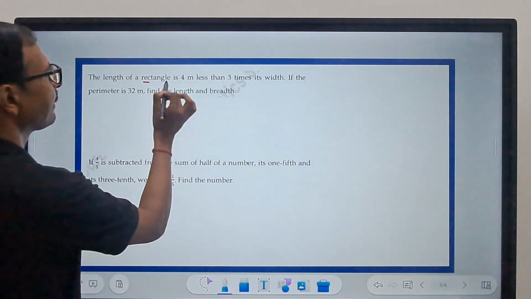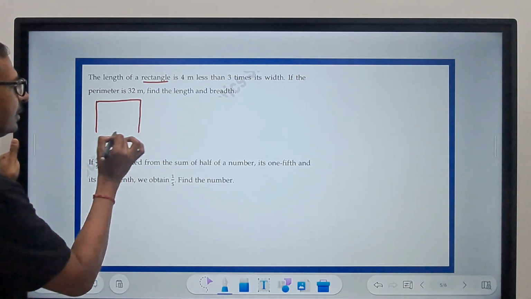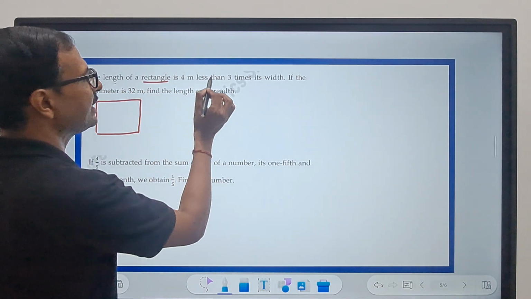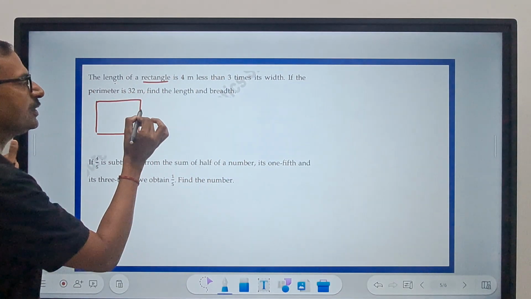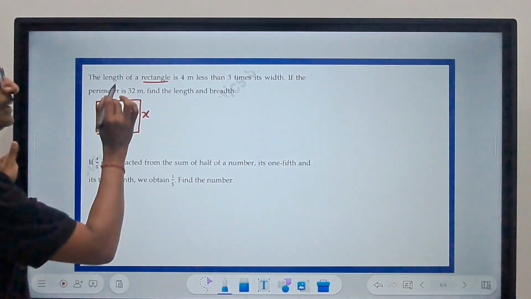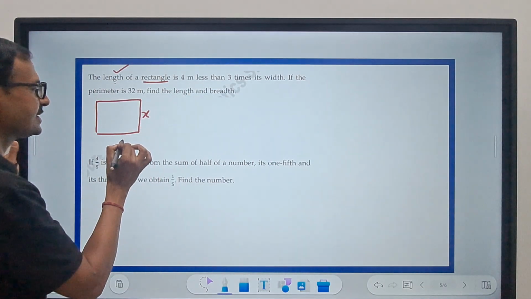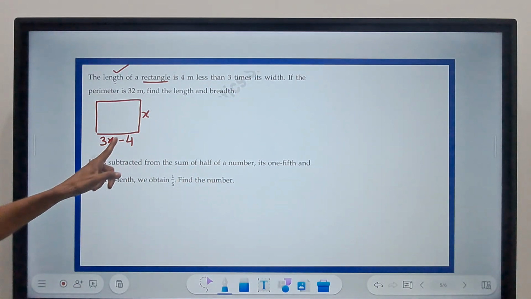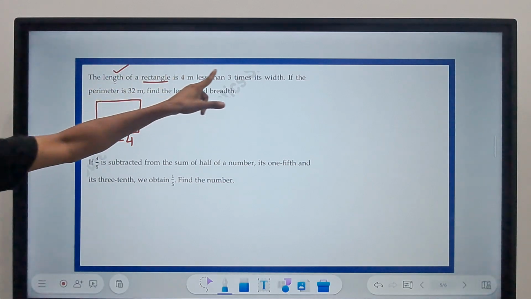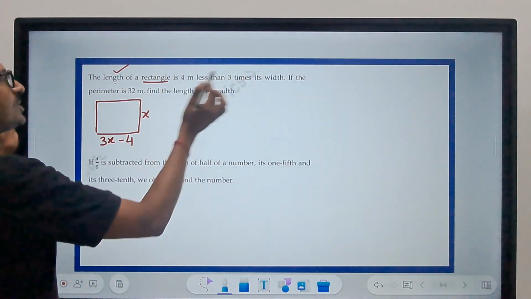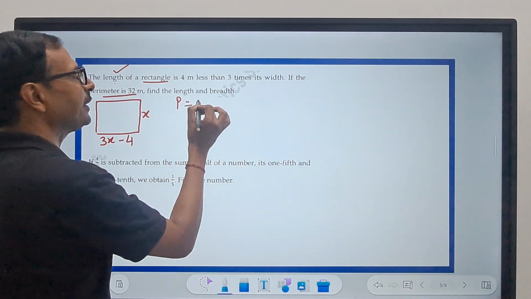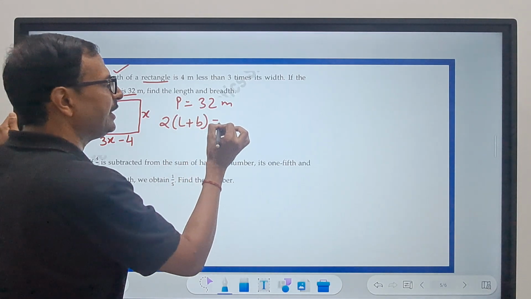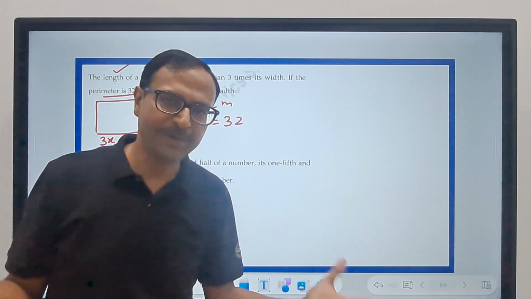So we have a rectangle here. The length of a rectangle is 4 meter less than 3 times its width. So if I assume the width to be x, the length is 4 meter less than 3 times the width. See, this is how you assume the things based on what is given in the question. Now it is given in the question that the perimeter is 32. So if you know perimeter is 32 meters and you know the formula twice of length plus breadth is perimeter, then you can frame the equation very easily.